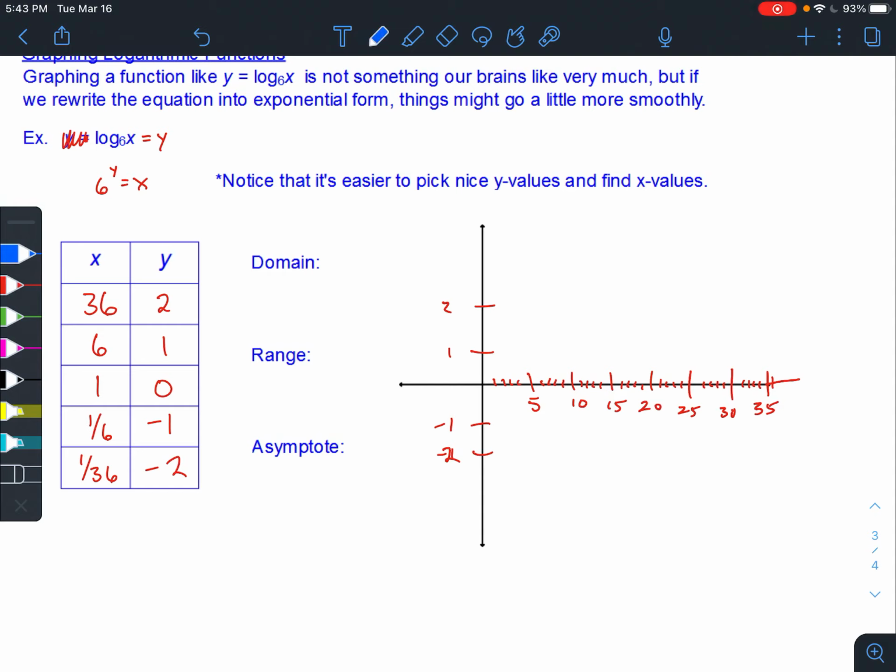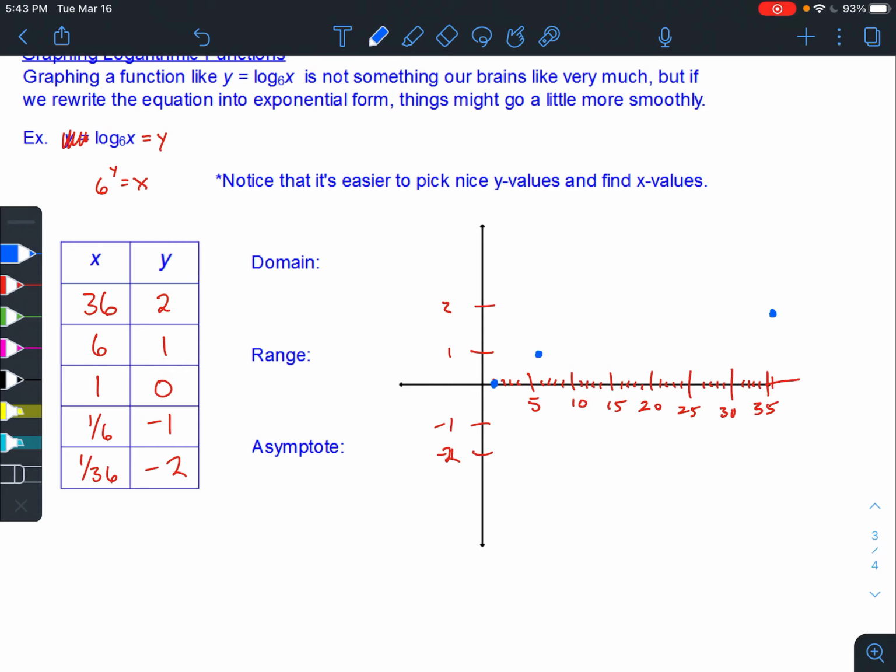All right, now we just plot our points. Well, let's see, (36, 2) gets me way to the right, and then up to 2. And then we've got (6, 1), so we don't have to go very far over for that. I've got (1, 0), so that lands me pretty close to the y-axis. And then I've got (1/6, -1), and then (1/36, -2).